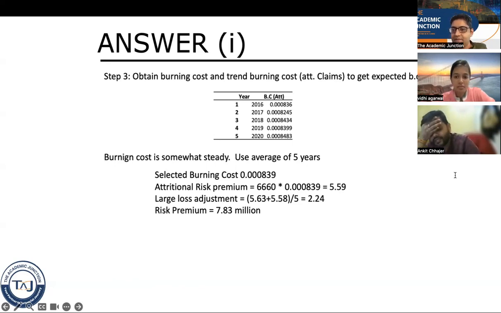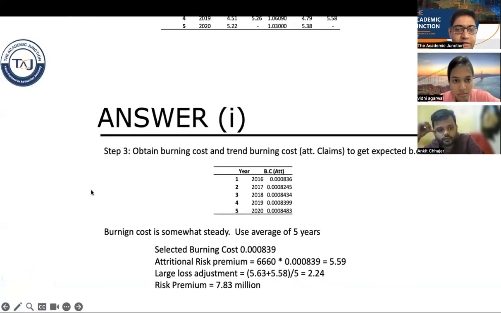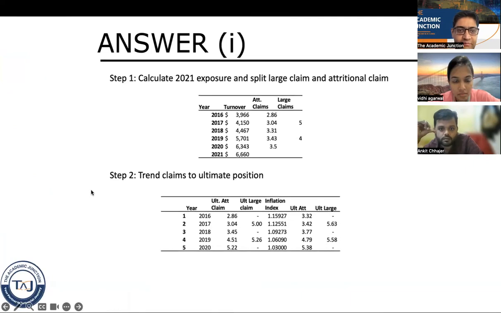Yeah, I figured that out. Can you move to step 2 once? I think I made a mistake there. You made a mistake for the other one, 4.79. Sorry, I think you didn't trend the large claim, the second large claim.